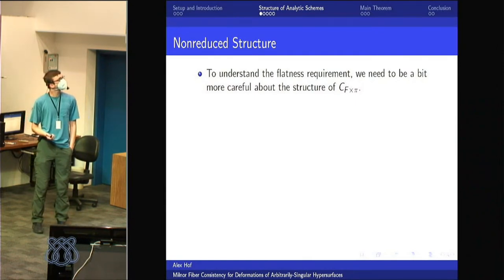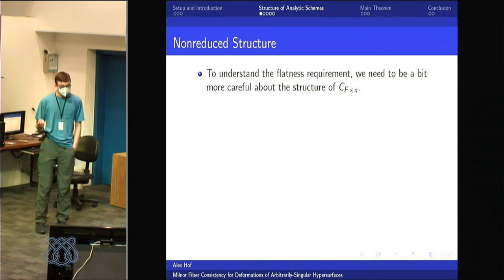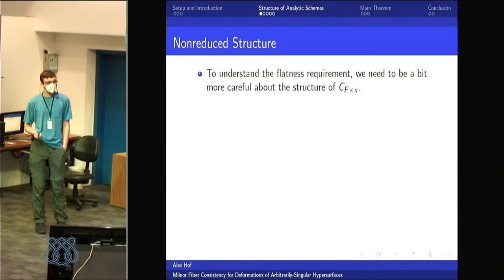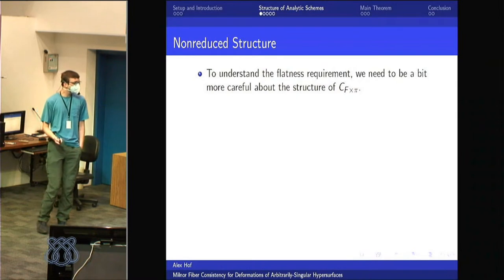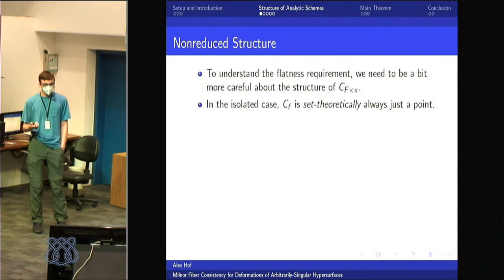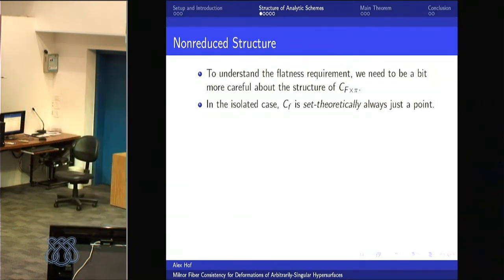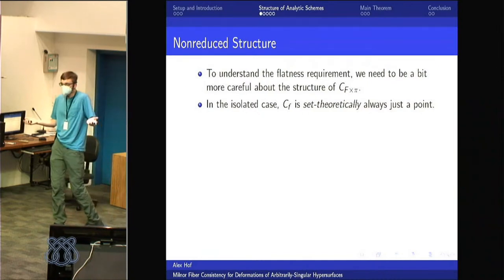And to do this, we need to be a little careful about what we mean exactly by this critical locus of big F cross pi, right? So when I talked about the singularities of our hypersurface determining the homological structure of the Milnor fiber, even in the isolated case, this seems potentially a little bit suspect, because set theoretically, if you have an isolated singularity, your critical locus is just a point. This is the definition.